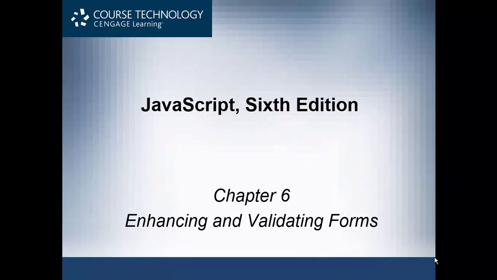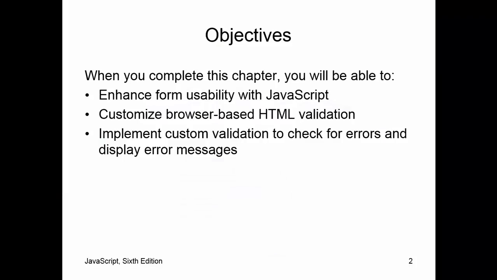We've been going over Course Technologies, JavaScript, 6th edition text, and we're up to Chapter 6 of 12. Chapter 6, which starts in our textbook on page 363, is entitled Enhancing and Validating Forms. Our objectives here: we want to be able to enhance form usability with JavaScript, customize browser-based HTML validation, and implement custom validation to check for errors and display error messages.